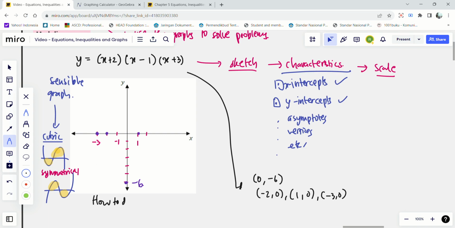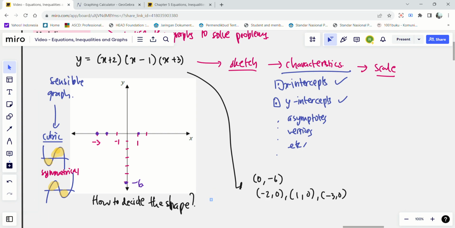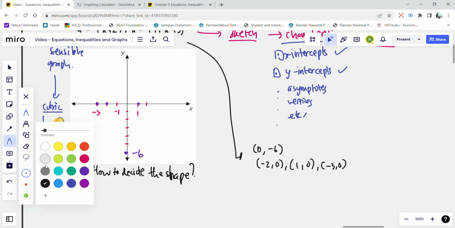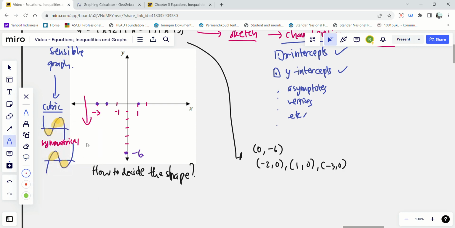How to decide the shape? The easiest way to do this is by taking a sample. What I mean by taking a sample is, for example, take a sample point from the most left. Let's say x equals -4, and then you plug it into the given function.